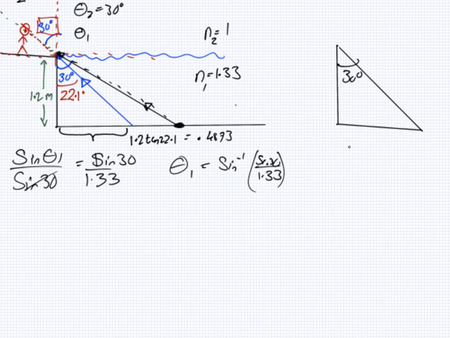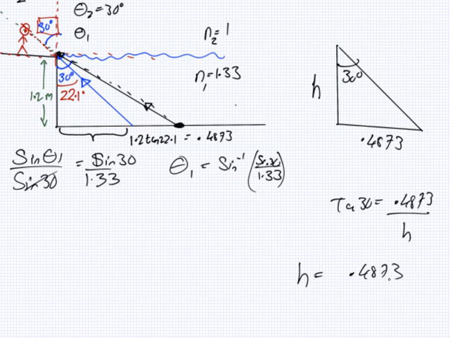But when he looks at the bottom of the pool, he will see this distance to be 0.4873. So the brain will not understand that to be 1.2. It should be something smaller. So tan 30 equals 0.4873 over H. So this is our answer. H is 0.4873 over tan 30. Now what's that? It should be smaller than 1.2. 0.844 meters then. So that's how deep it appears to be.